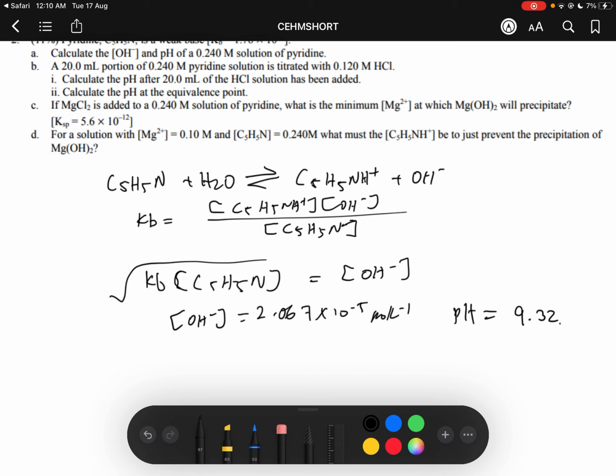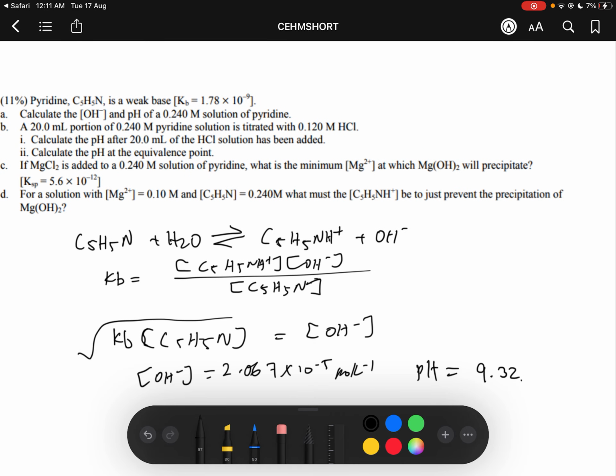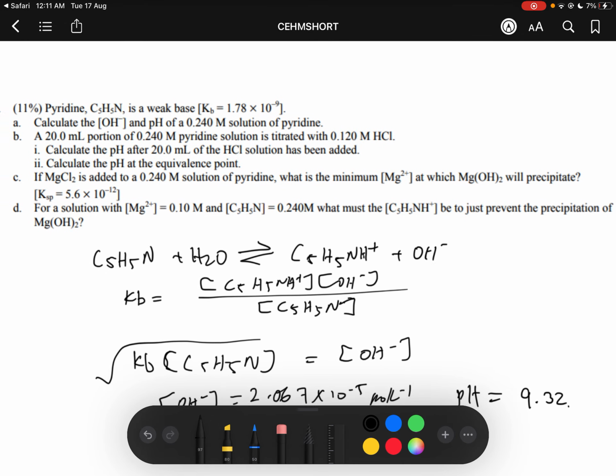Looking at part 2 for this question. Part 2 is: calculate the pH after 20 milliliters of HCl solution has been added. This titration is a weak base, strong acid titration.